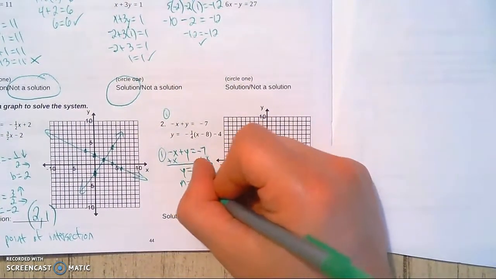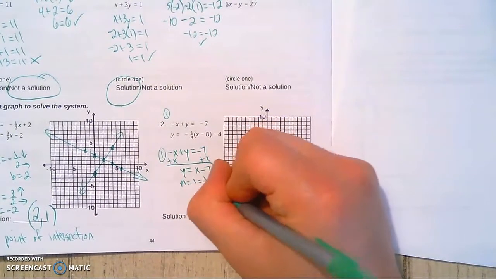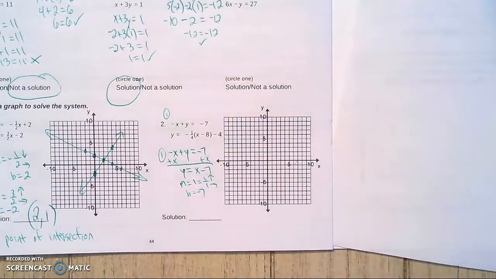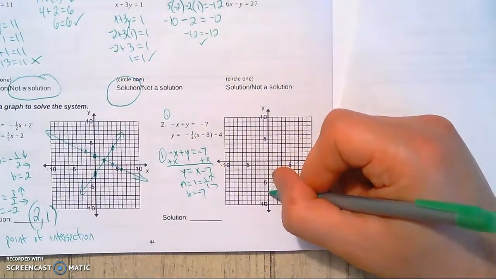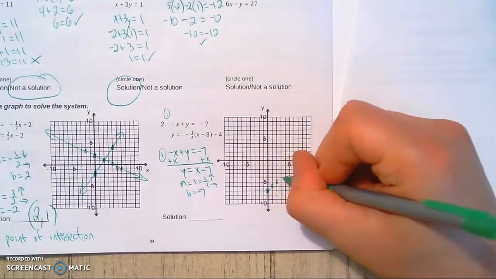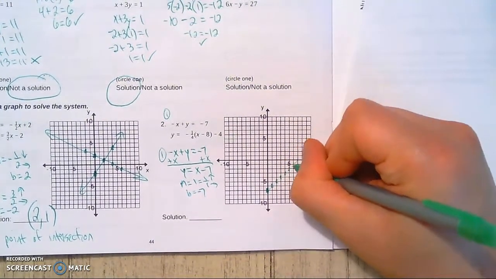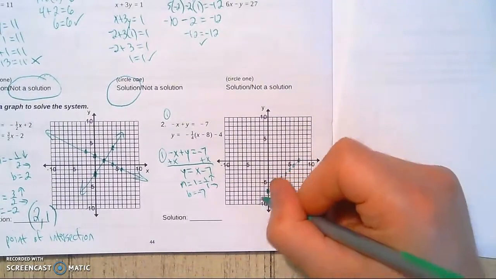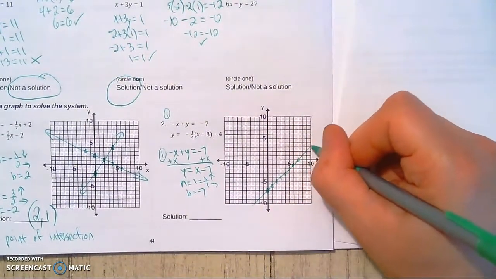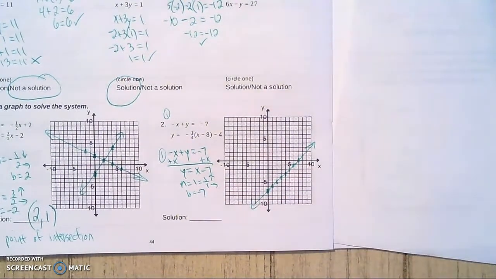Well, now I have m equals 1. That's 1 over 1, up 1, right 1, while b equals negative 7. So starting down at negative 7 and going up 1 over 1, up 1 over 1 repeatedly. And you can get a sense of that line and where it's going. And all those points are answers for that equation.